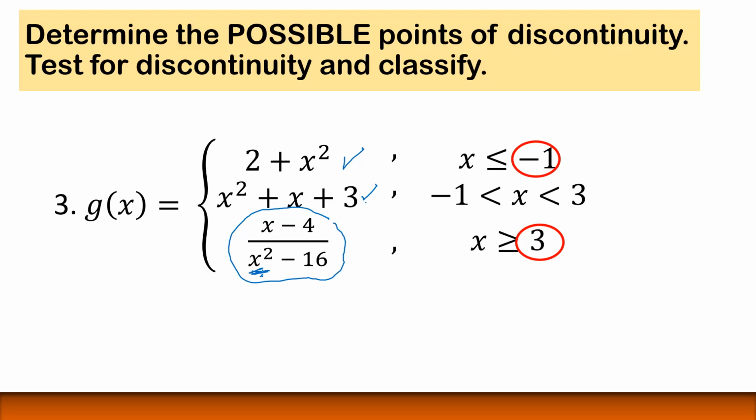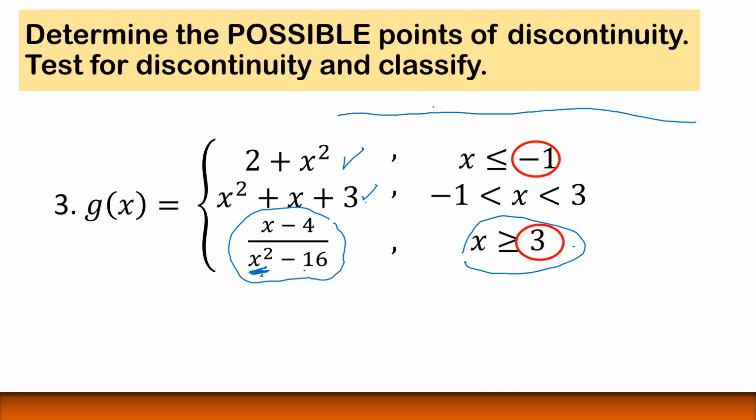Bawal siyang mag-0. Okay? So si x here cannot be positive or negative 4. Okay? Kasi 16 minus 16 must not be 0, di ba? Yun, si negative 4 tsaka si positive 4. Si negative 4, fortunately, is not part of this interval. Pero si positive 4 is included in this interval.